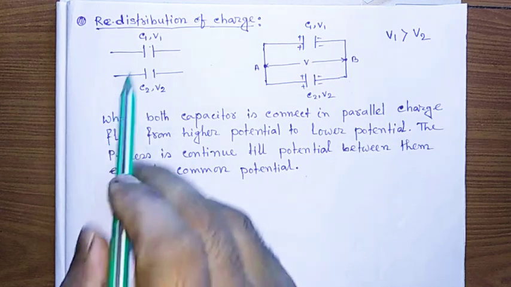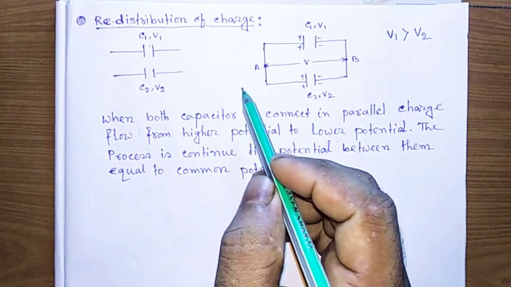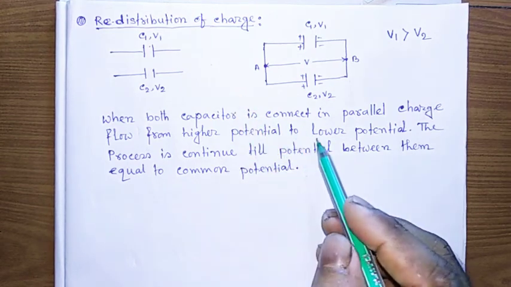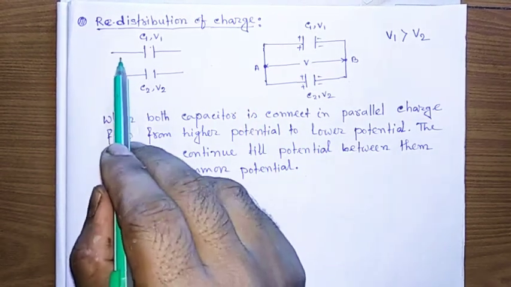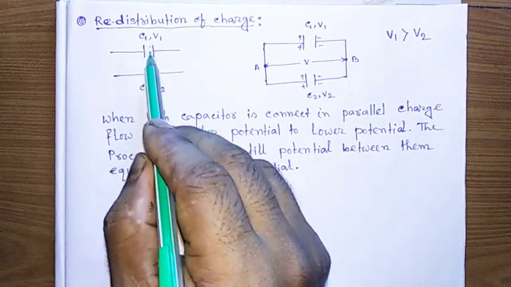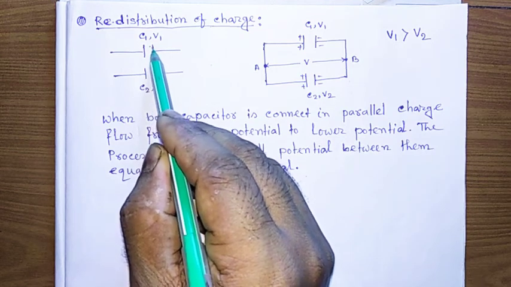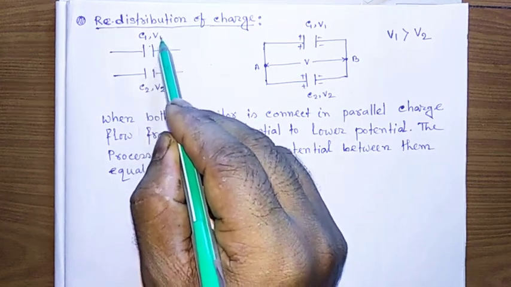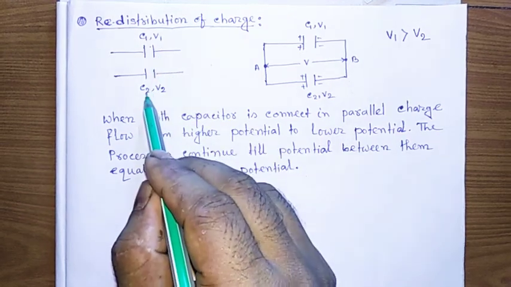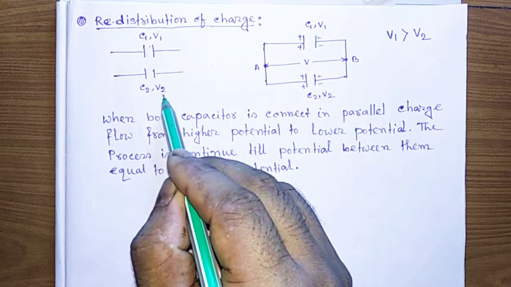Today our topic is redistribution of the charge. Already we know the energy stored in a capacitor is half CV squared. So here are two capacitors whose capacitances are C1 and C2. The capacitor C1 is charged by a battery and gets potential V1. Also the C2 capacitor is charged and gets potential V2.